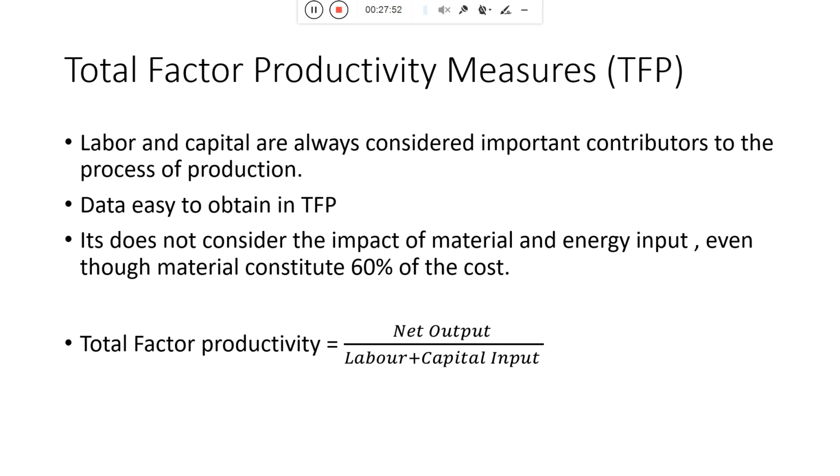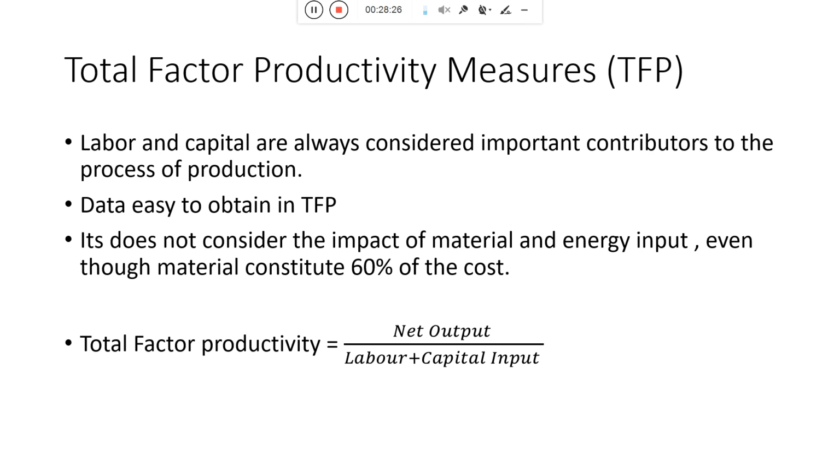Now there is one more terminology for the measurement of productivity, that is the total factor productivity. The total factor productivity measure is TFP. Here you need to consider two things as input, that is labor and capital. Labor and capital are always considered as important, or significant, contributors to the process of production.